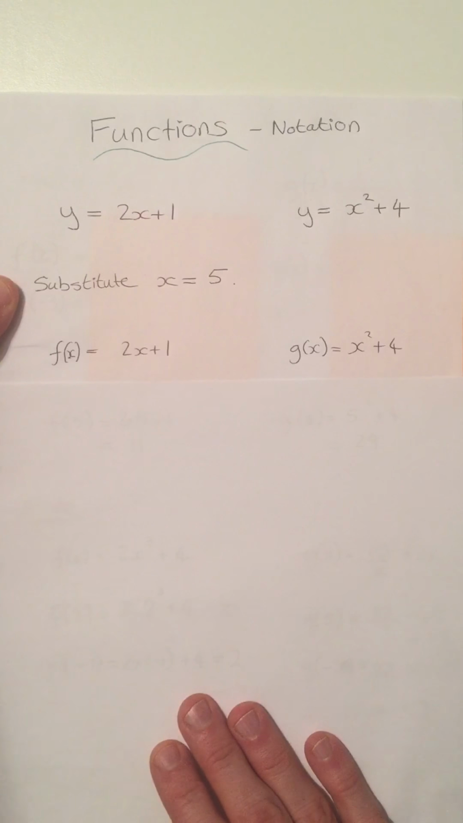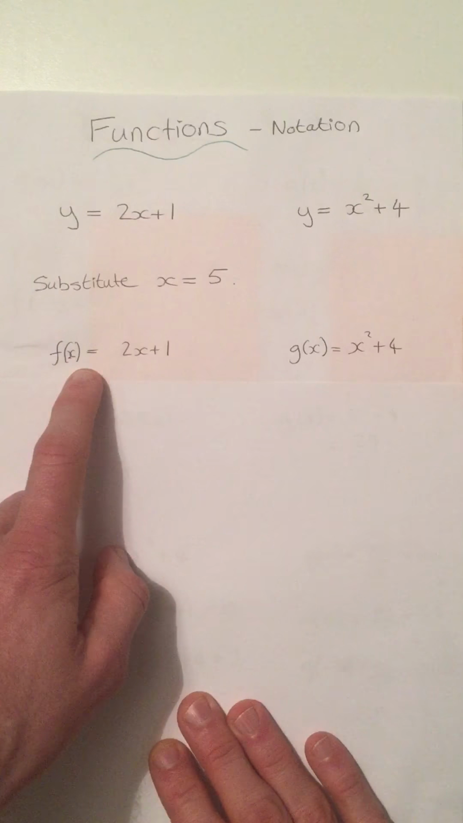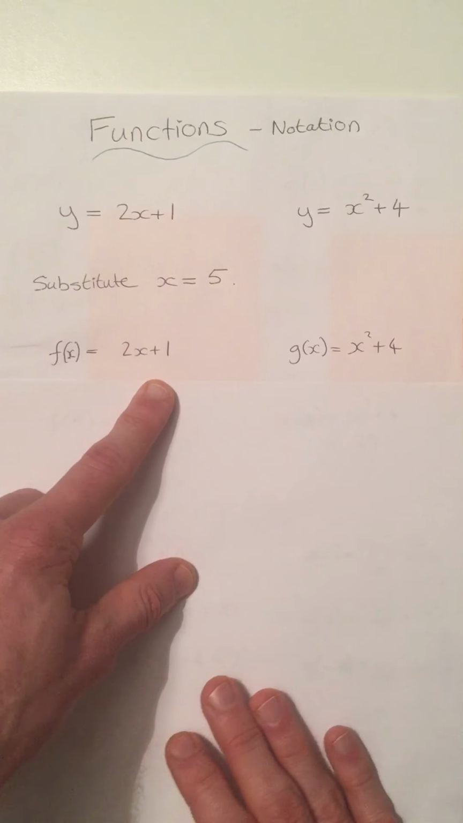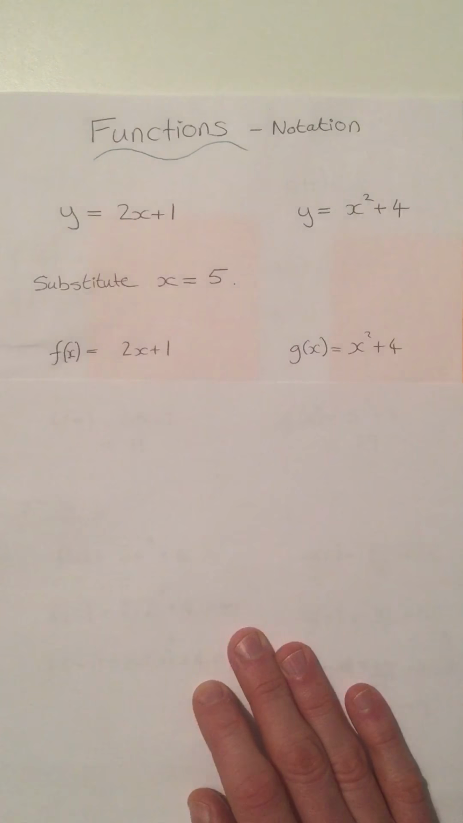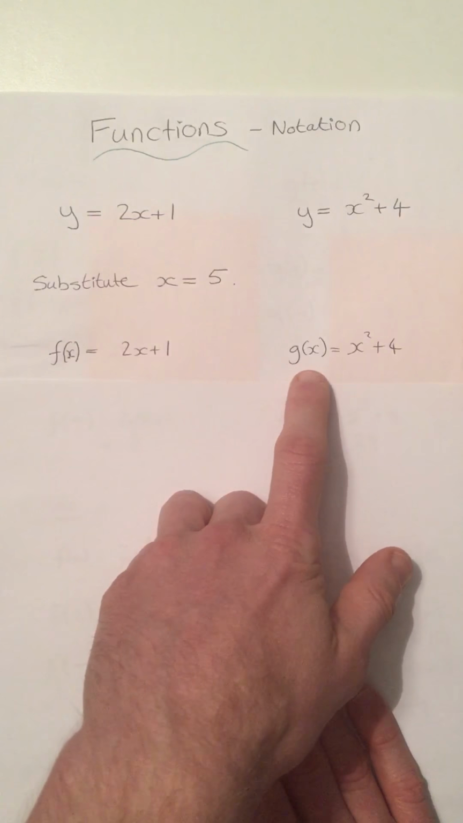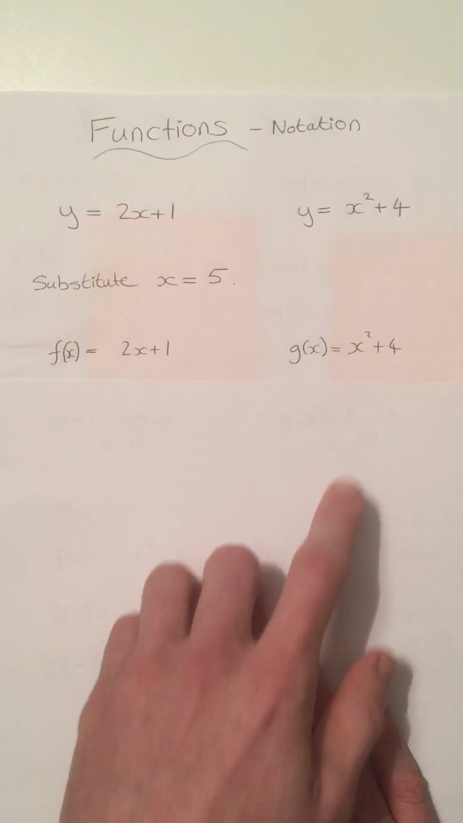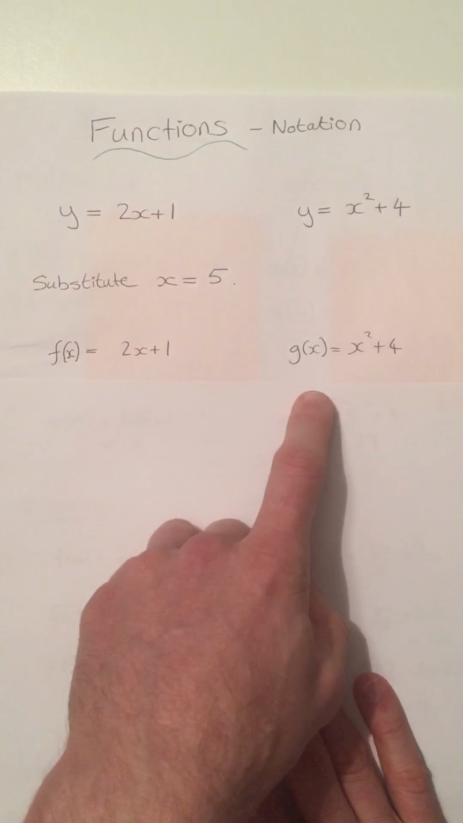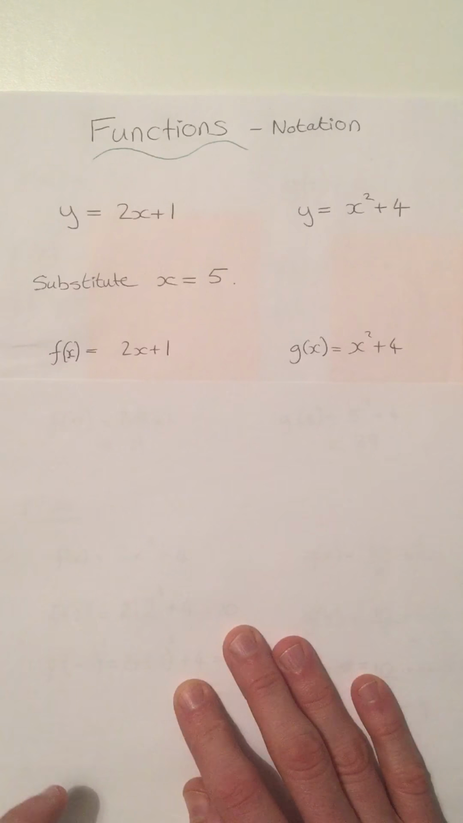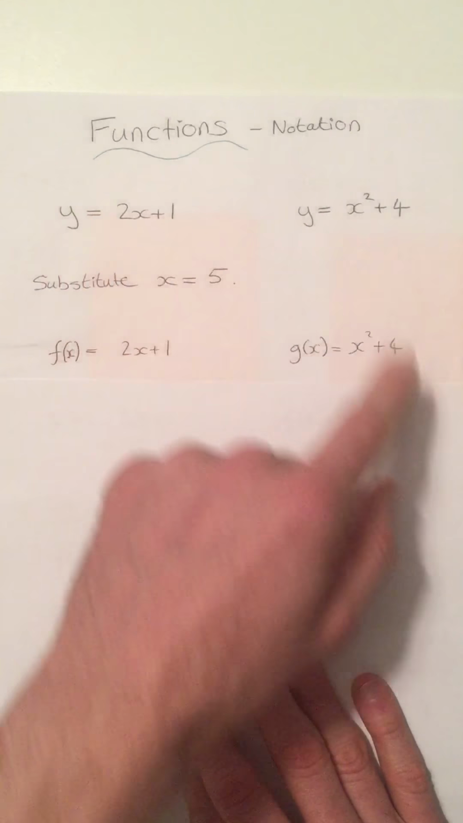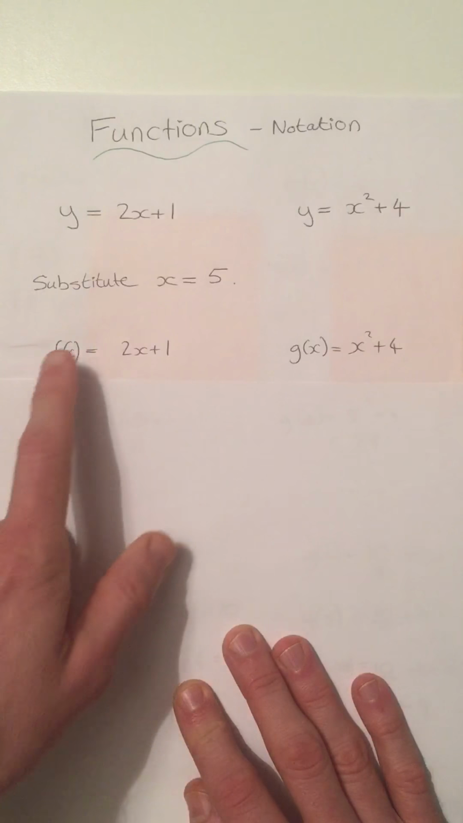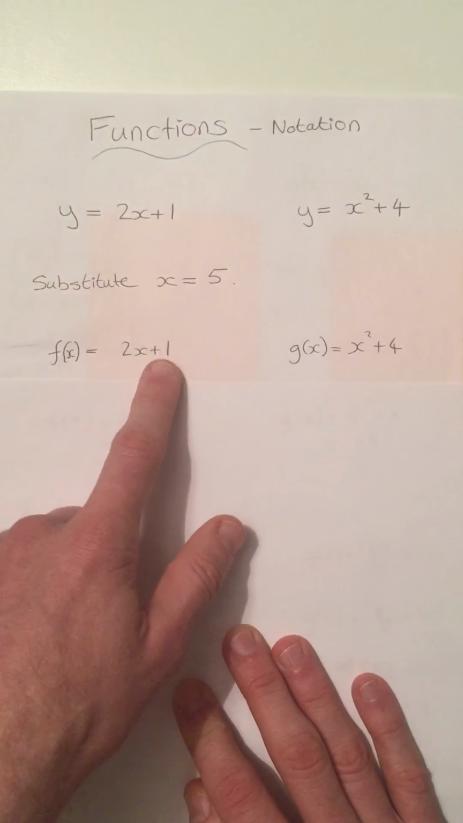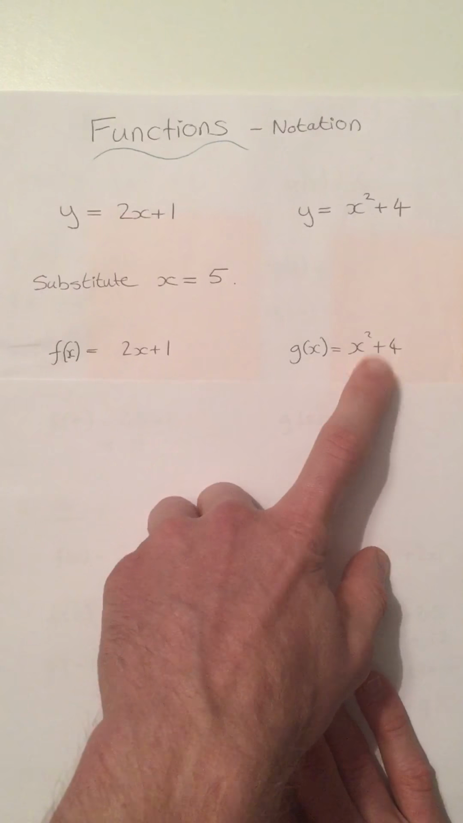So instead of writing y equals 2x plus 1, I've written f(x) equals 2x plus 1. And instead of writing y equals x squared plus 4, I've written g(x) equals x squared plus 4. The reason we write it in this form is it allows us to distinguish between the two equations, between the two rules. I now know whenever I mention f, I'm talking about this rule, and whenever I say g, I'm talking about this rule.